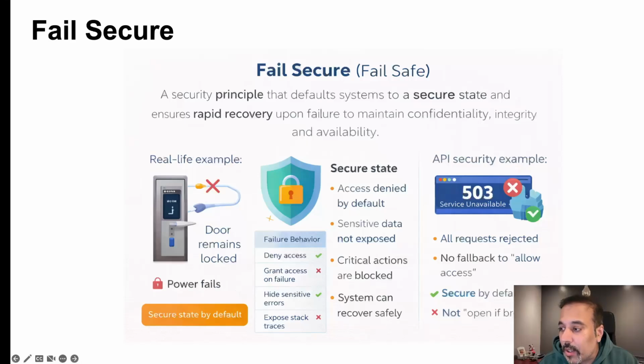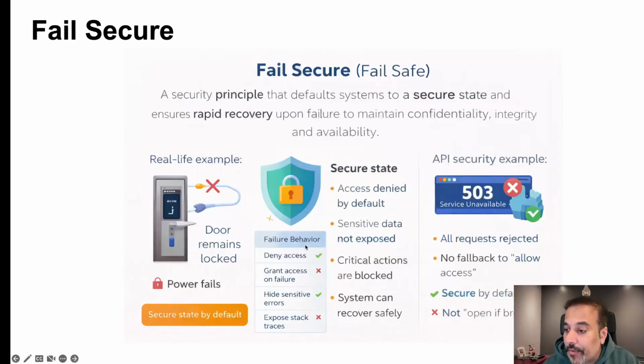There is a possibility, if you have a bad design, or this principle is not implemented during development, that when the system fails, it allows access to everyone. That can cause an issue as well. And then looking into the secure state: access denied by default, sensitive data not exposed, critical actions are blocked, the system can recover safely. So these are all the steps which fall under fail secure.